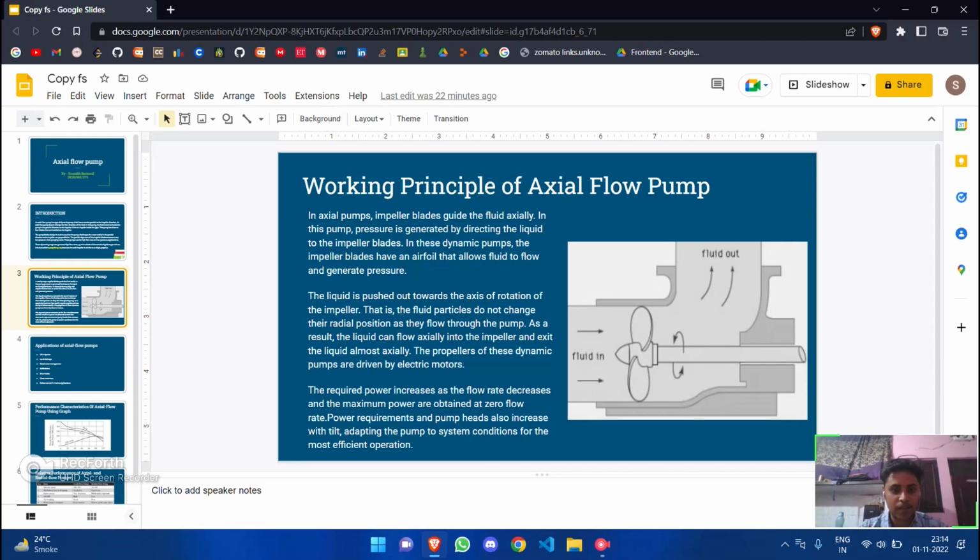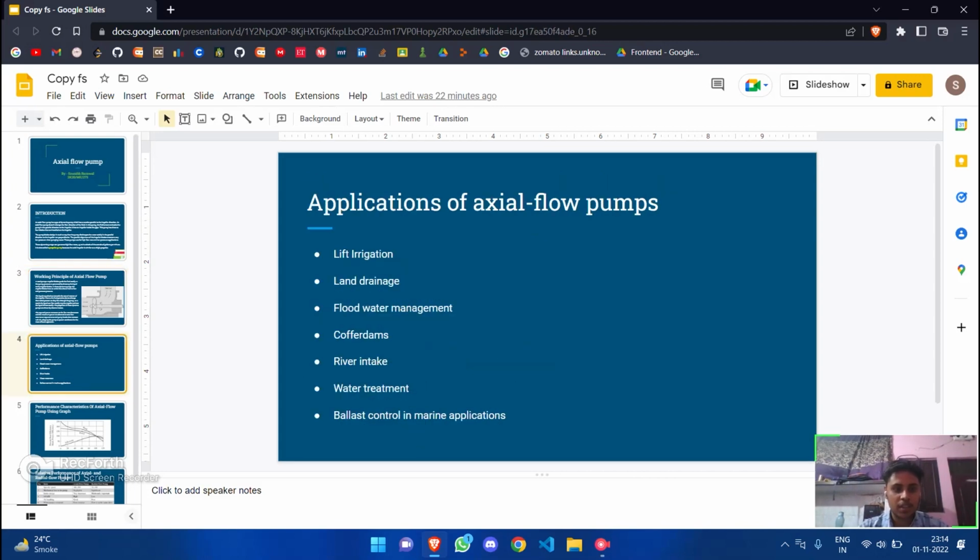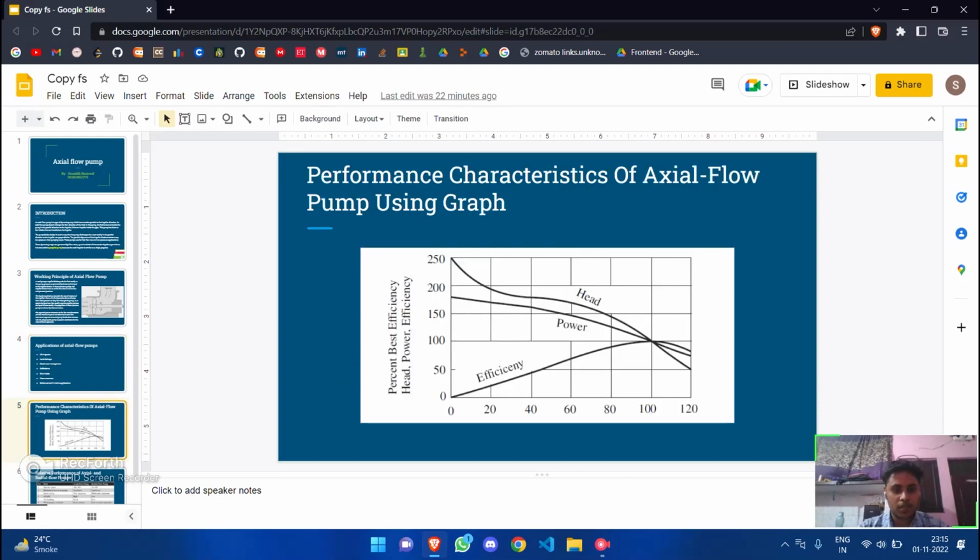The propellers of these dynamic pumps are driven by electric motors. The required power increases as the flow rate decreases, and the maximum power is obtained at zero flow rate. The power requirement and the pump head also increase with tilt, adapting the pump to system conditions for the most efficient operation. Here are some applications of the axial flow pumps: lift irrigation, land drainage, flood water management, coffee dams, river intake, water treatment, blast control in marine.